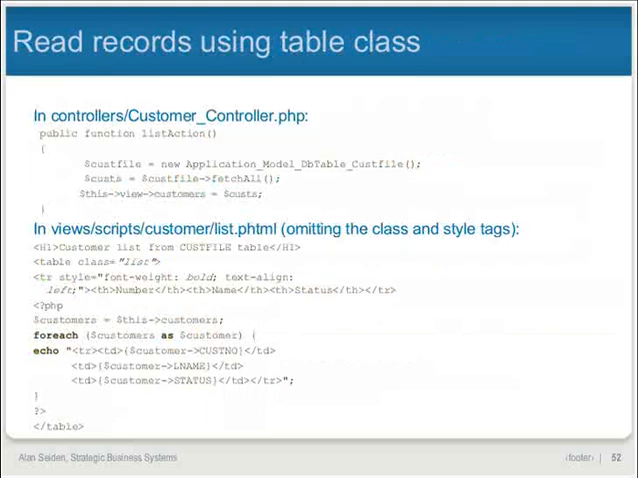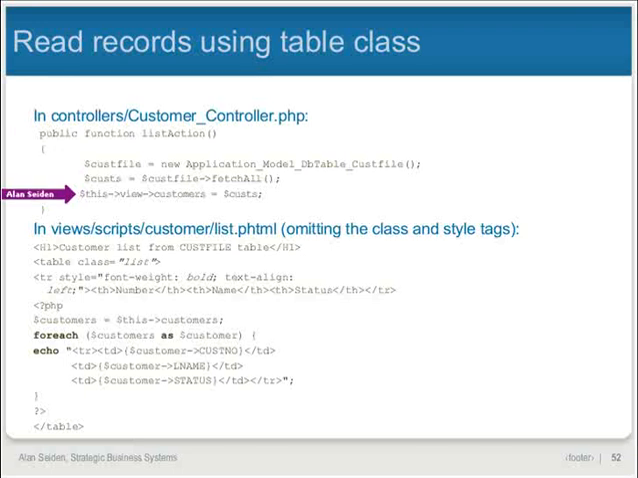Here's some code to actually read the records using what we just created. Remember we made an action in our customer controller called list? I added 3 lines of code to my list action. I created an instance of the custfile class that we just saw created. I do a fetchAll on it. And then I tell our view where the data is. I give the view our data. This is really the MVC, model view controller, in action. It's all together. This is part of the controller, this is accessing a model, and then I give the data to the view.